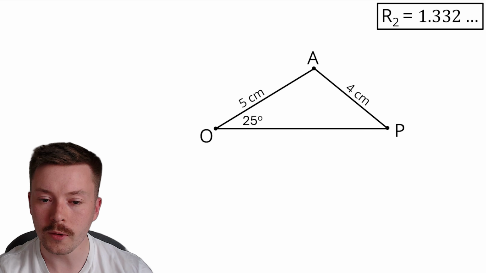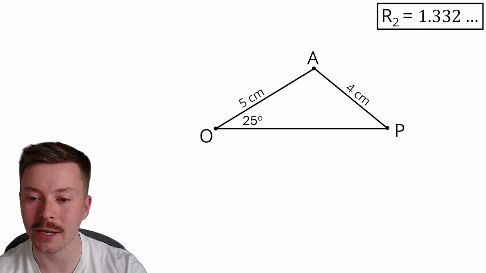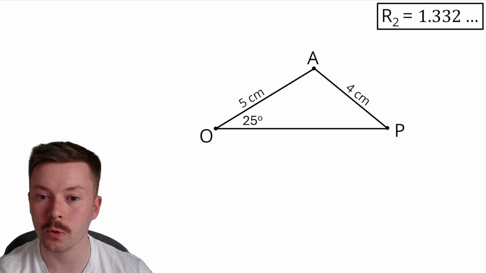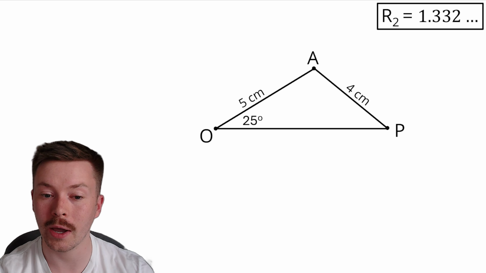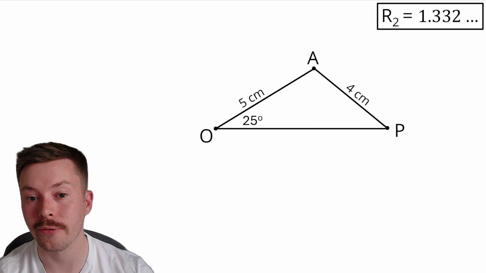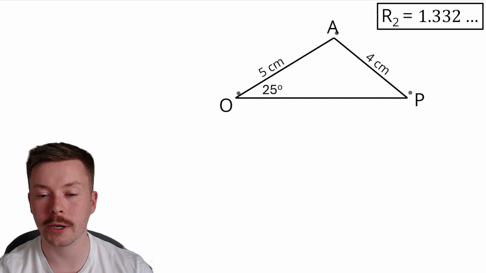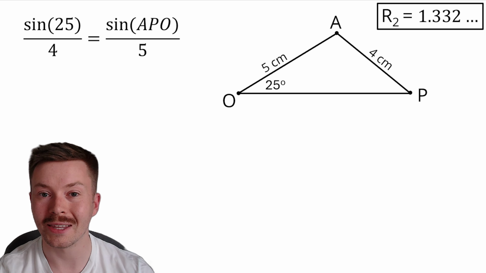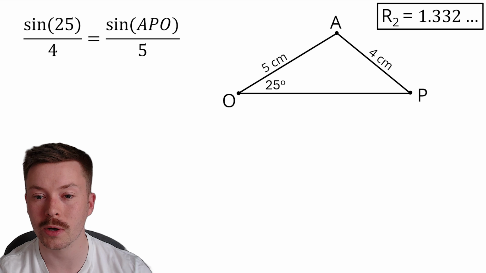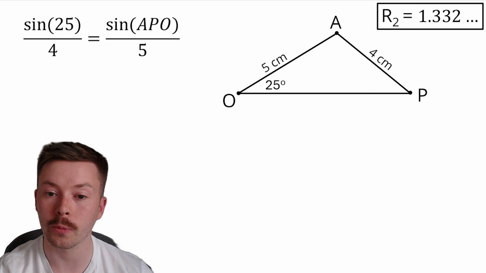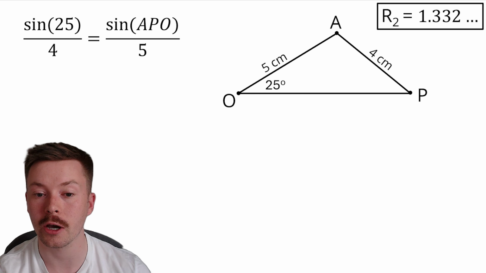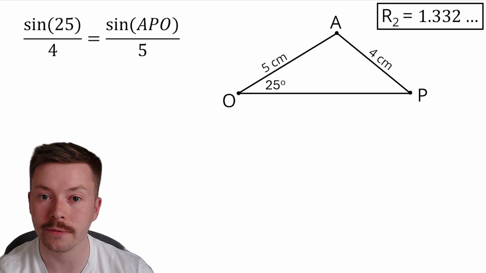So I've got an angle opposite a side, and I've also got the angle I want to work out. The one at P, so APO, is opposite the 5. So what I can do is use the sine rule. So sine 25 over the opposite side is equal to sine of another angle in the triangle over the opposite side. So sine APO over the opposite side, which is 5.